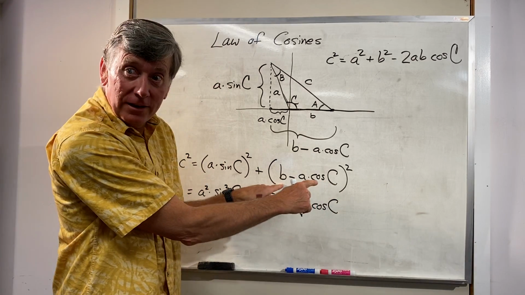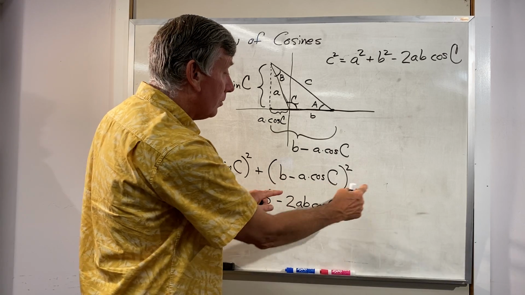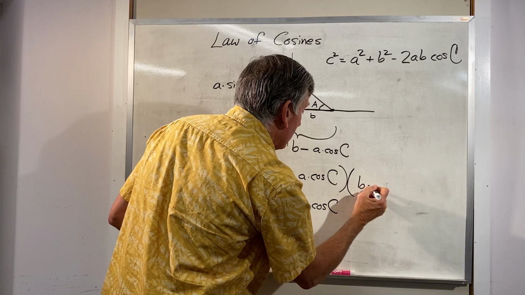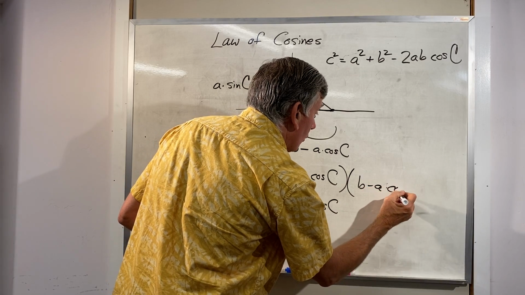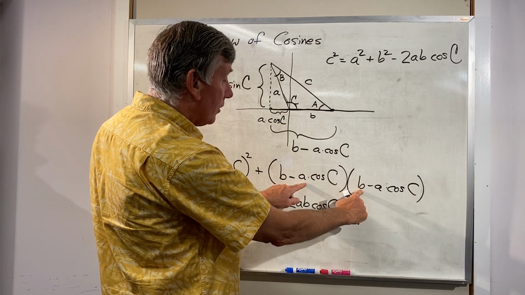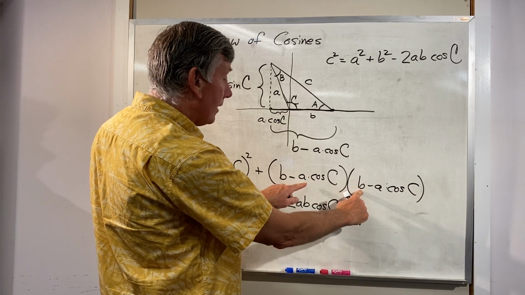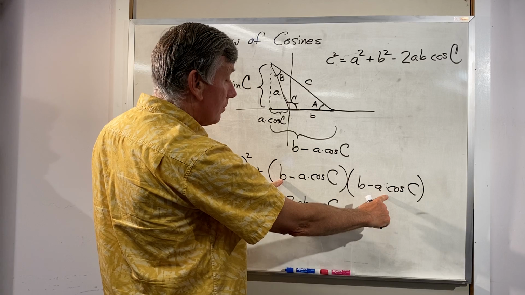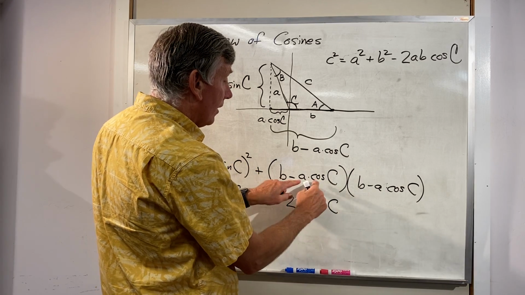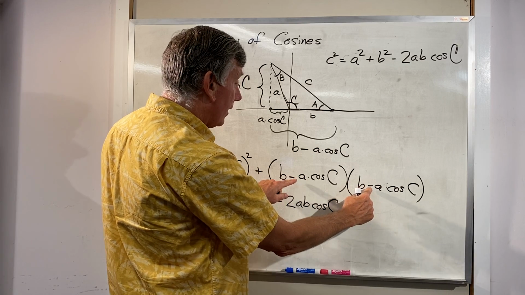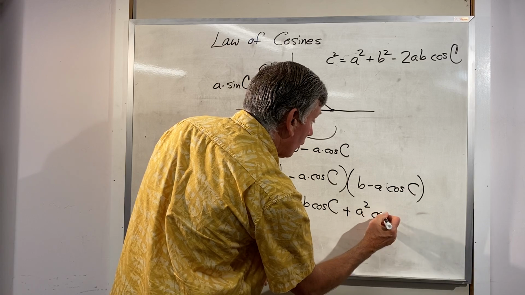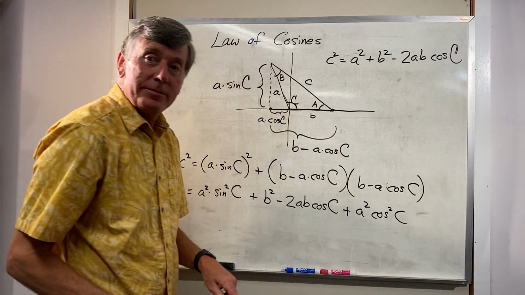Basically, I'm foiling this. I'm taking this and multiplying it times itself. Real quick, it looks like this. B minus A times the cosine of C. So there's one of them, minus AB cosine C. There's the other one, minus AB cosine of C. I've got two of them, so that I've got that. And then finally, I'm going to be adding plus A squared times the cosine squared of C.